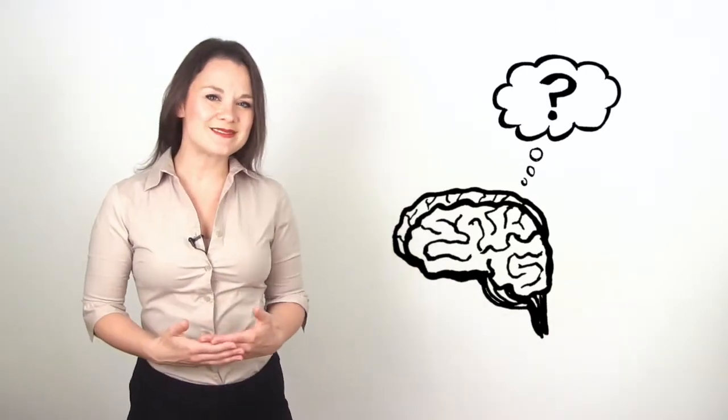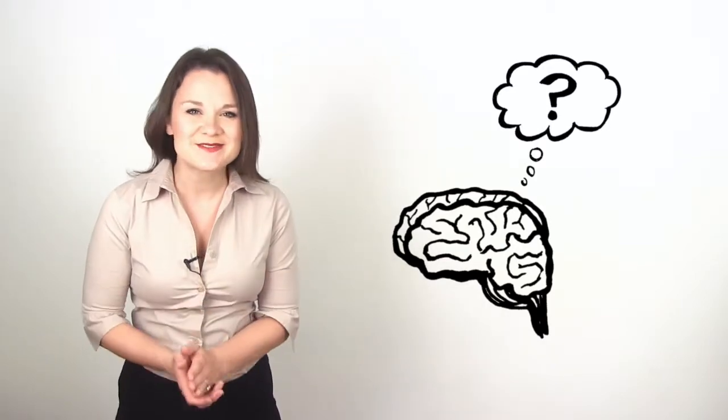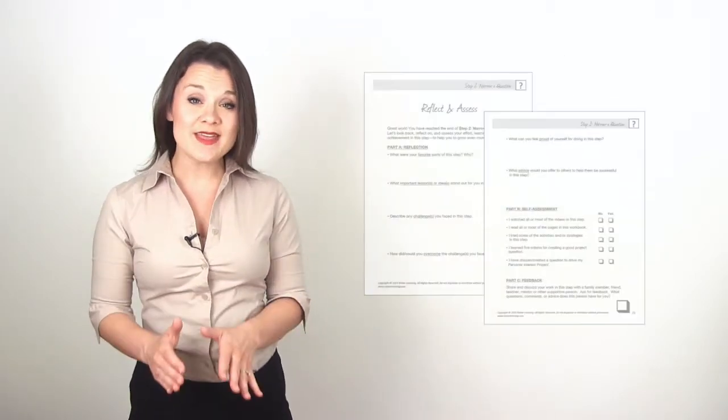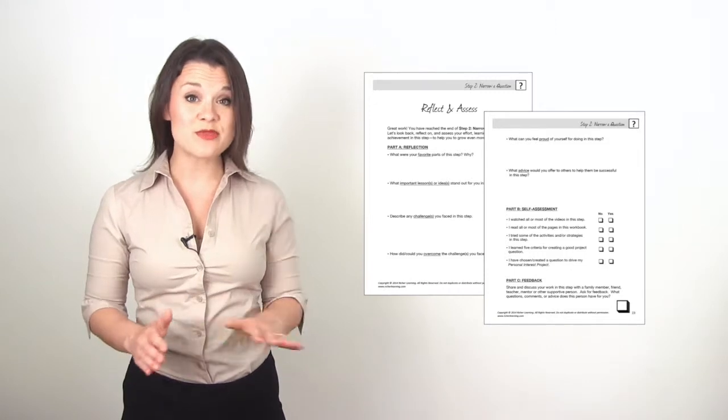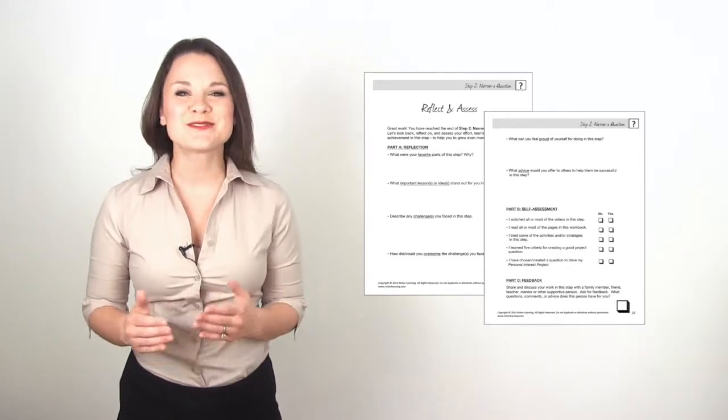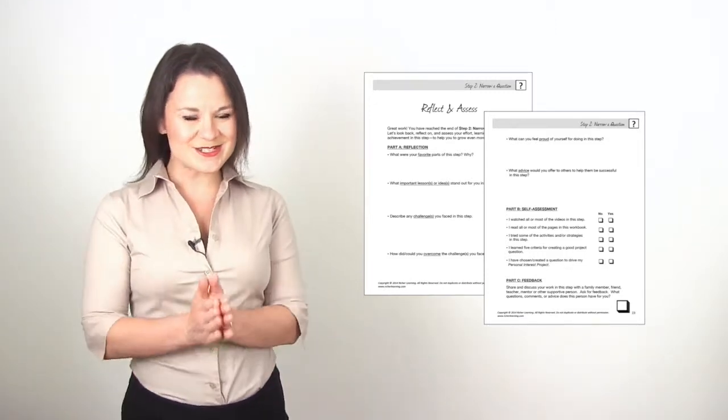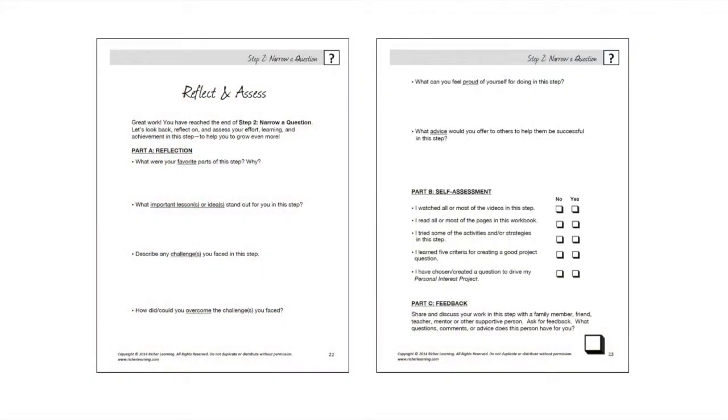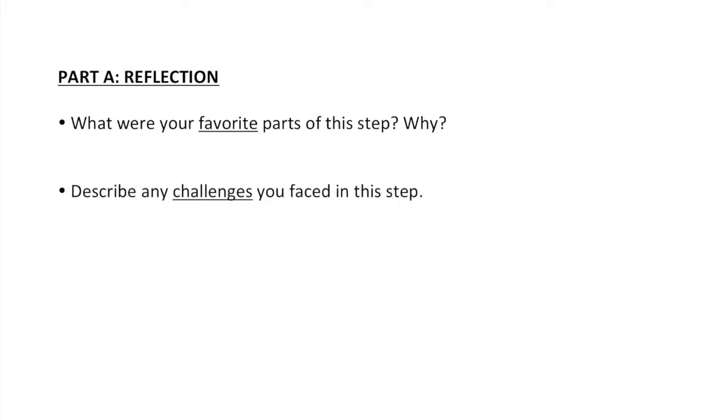And to help you develop that reflective, self-aware mindset, we've got at the end of the student workbook for steps 1 through 8, a section titled Reflect and Assess. And it looks just like this. So you can see there are 2 pages, and on the first is Part A, Reflection. It has questions and prompts like these. What were your favorite parts of this step? Why? Describe any challenges you faced in this step. How did you overcome these challenges?